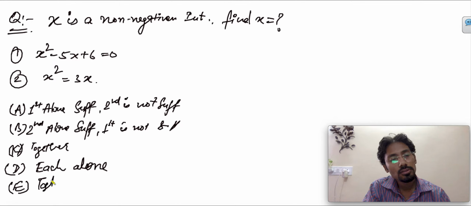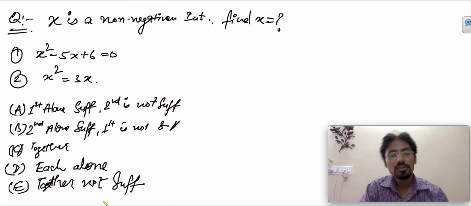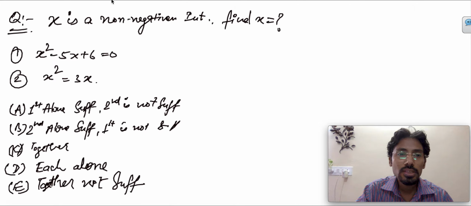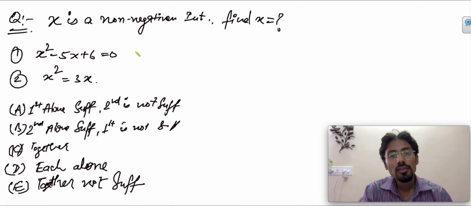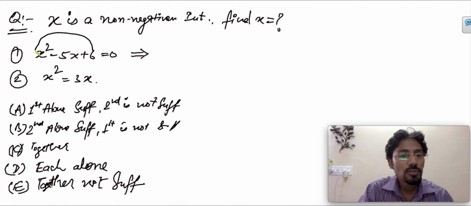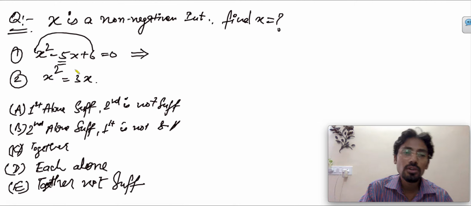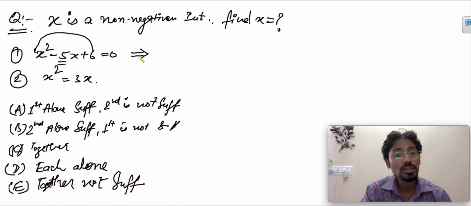Even together, not sufficient. Take a second, try to answer this question. I am quickly explaining this thing here. When you simplify the first statement, you have to factorize this kind of quadratic equation. 6 multiplied by 1 is 6, so the 5 has to be broken up into two numbers such that their sum is 5 and the product is 6.